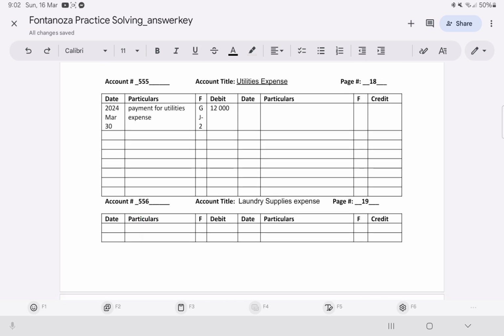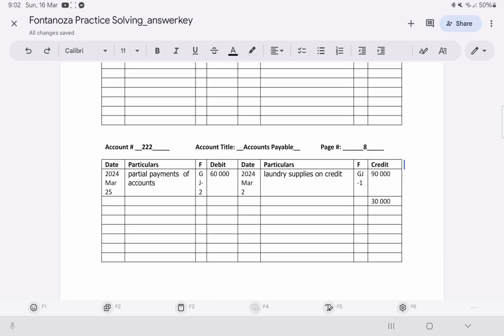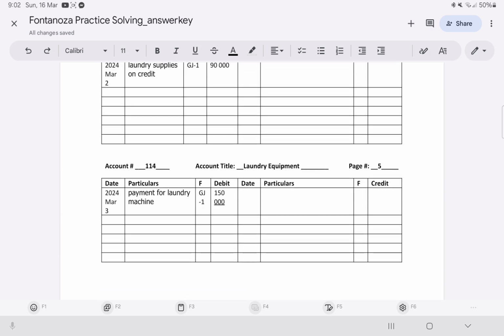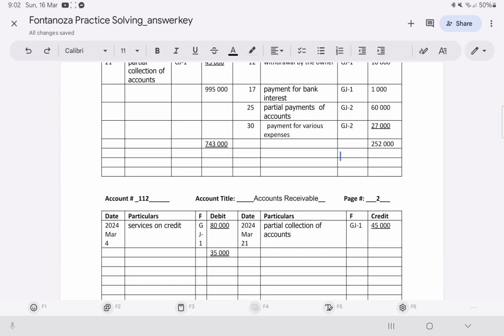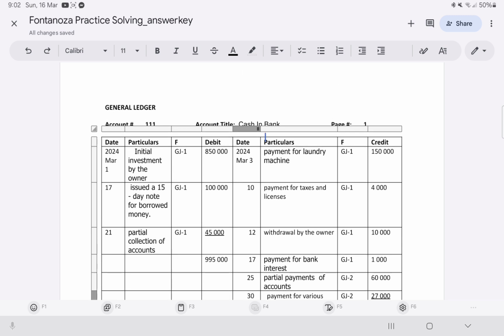Then what's your value parted with? Okay, so cash in bank amounting to 27,000. So let's check under the cash in bank if we posted already. Okay, so March 30, payment for various expenses, GG2, 27,000. Okay, so clarification: for some of the accounting titles, there's no data yet. As I mentioned earlier, you should indicate all the accounting titles.